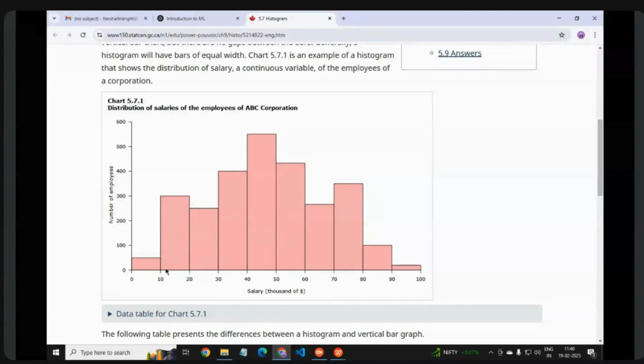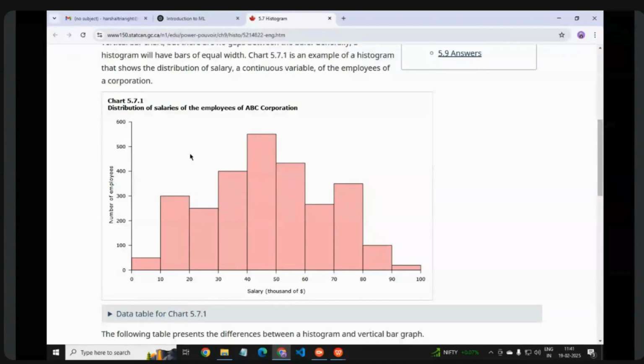This is for range purposes: we use a histogram. How many employees have a salary in the range of 20 to 30? It is 250. And how many employees have a salary in the range of 60 to $70,000?